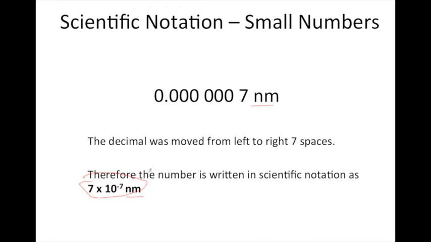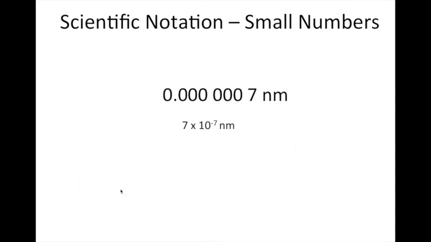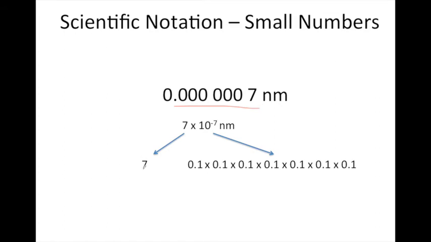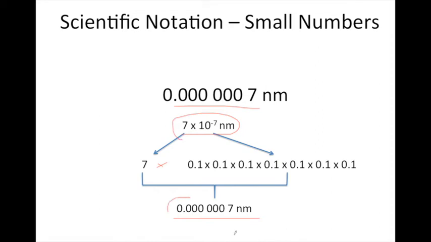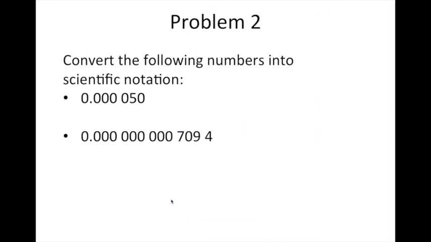Since we moved it from left to right, we have a negative exponent indicating that this number is less than 1. So 7 times 10 to the minus 7 is equivalent to this number because it's another way of saying 7 times 0.1, 5 times over. The negative exponent means we're multiplying not by 10, but by 0.1 or 1/10. If you punch that in your calculator, you come back to the original number. So again, it's a more compact way of writing these very small or very large numbers.